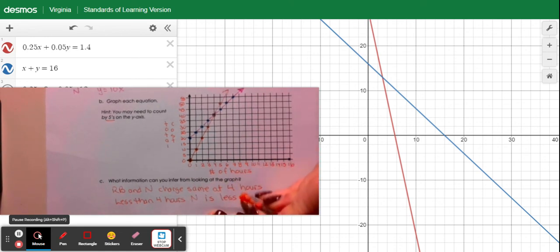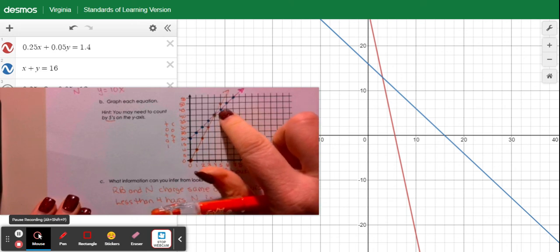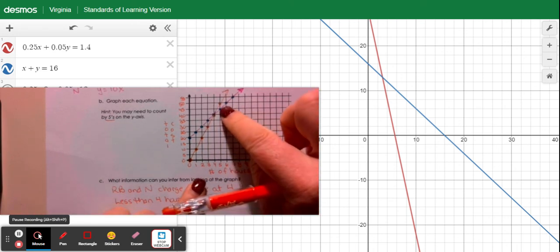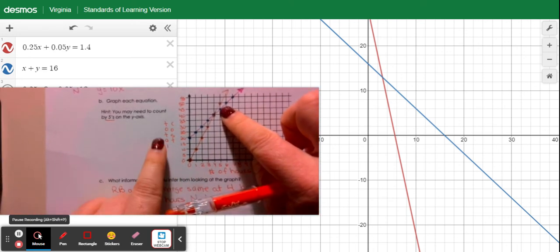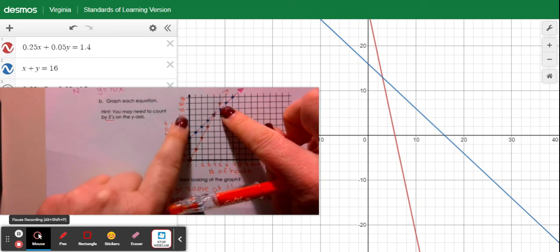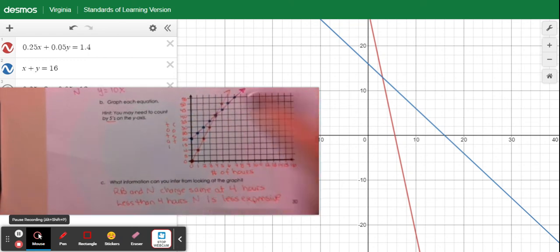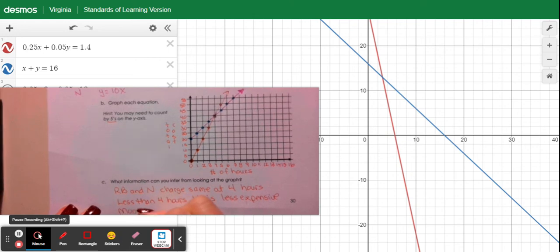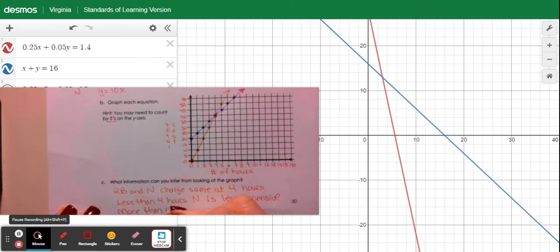Oh, I forgot the x there. On the other hand, if you're charging more, so if you're up here at 5 hours, your regular babysitter is here at 45, whereas your neighbor is at 50, so more than 4 hours, your regular babysitter is less expensive.